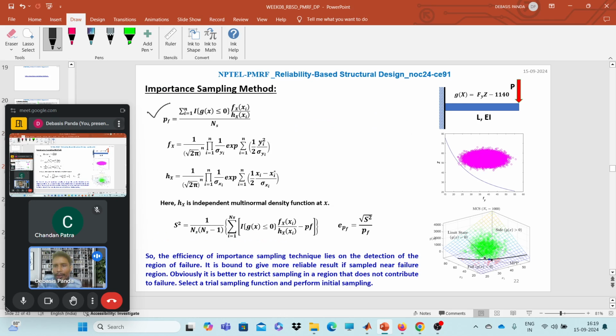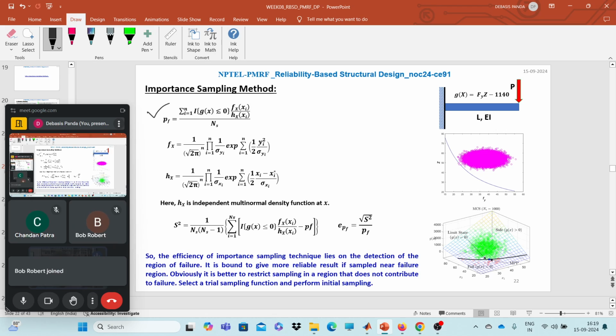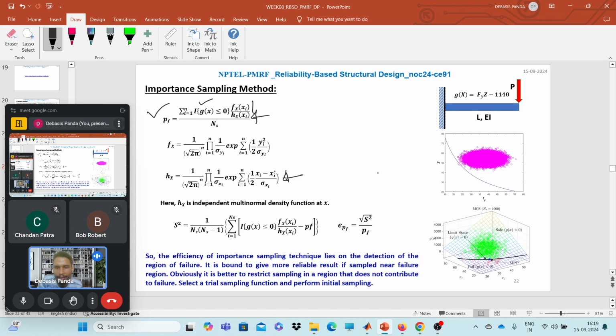So, the probability of failure using the importance sampling method, this is how it is calculated. Similarly, we assign the indicator function for g(x) less than or equal to 0 and multiply it with a weight function. Here h(x) is called the importance sampling density, and generally the importance sampling density is taken as the independent multinormal density. Any other density function can be taken, and we actually define the region using some standard deviation.